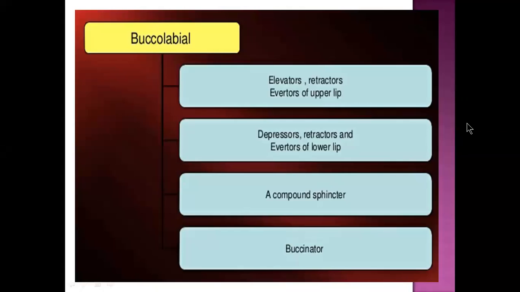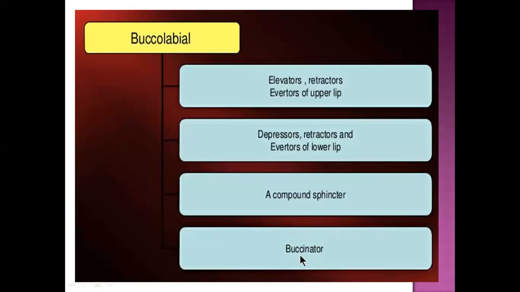So this buccolabial group, I told you, lifts the upper lip and lifts the lower lip, okay? And you see the muscles that go around the oral cavity, the orifice, that is the orbicularis oris. Round the eye is known as the orbicularis oculi. Round the mouth will be known as the orbicularis oris, with a compound sphincter-like action.